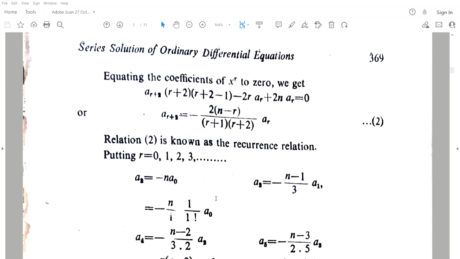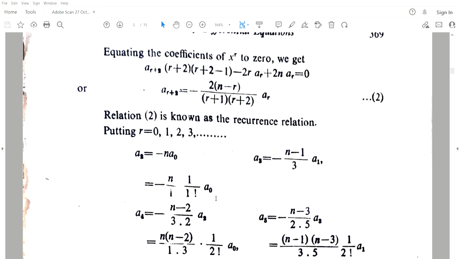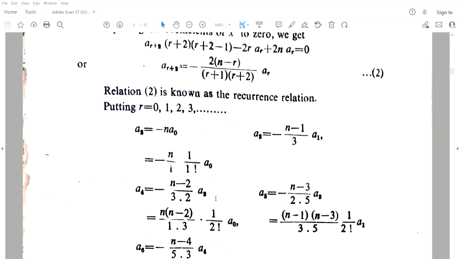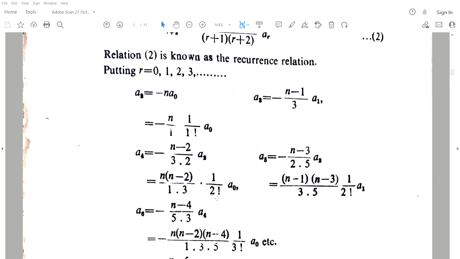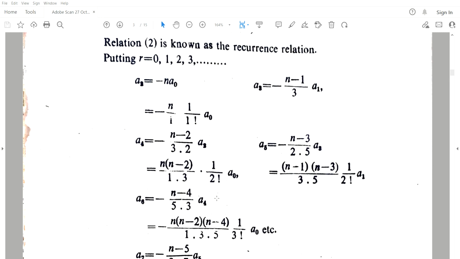Now putting r is equal to 0, 1, 2, 3, etc., we will get all the coefficients. Now if we put r is equal to 0, we get a2 is equal to minus n a0. From here we will get the value of n, which is given in the equation. Then we put r is equal to 1, we get a3 is equal to minus of n minus 1 by 3 a1.